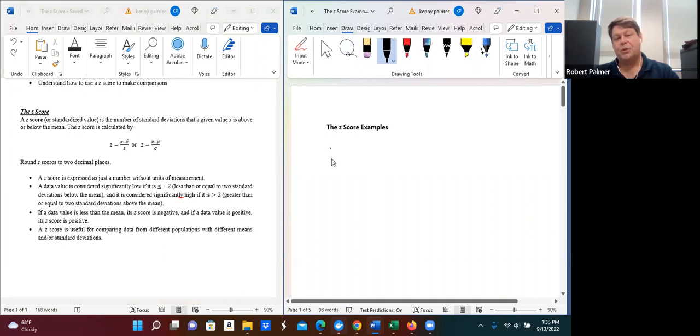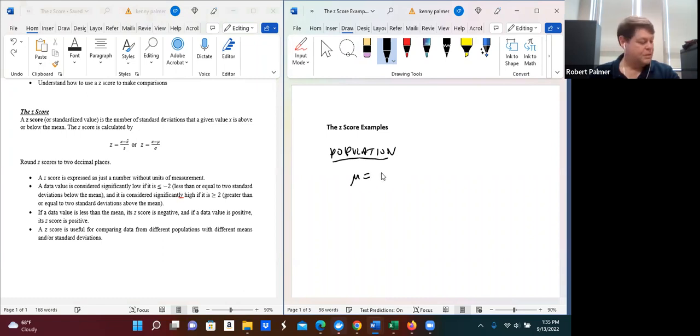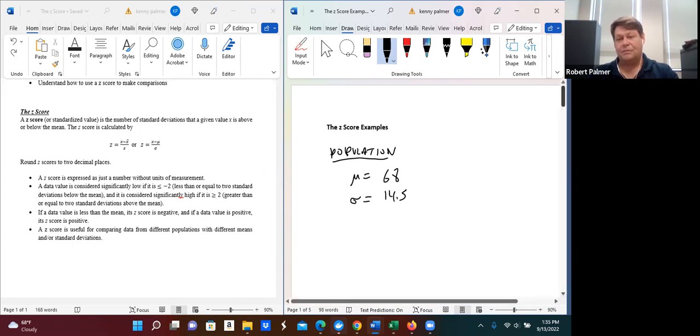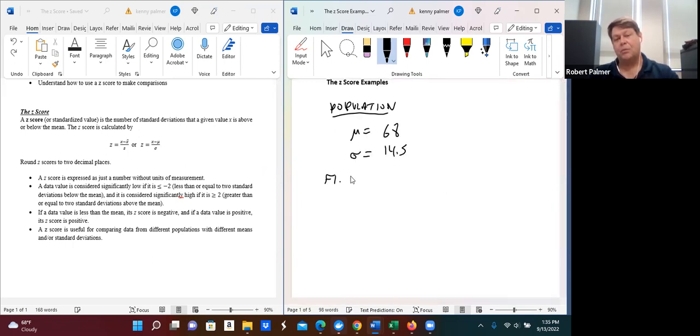Okay, let's say we have a population of some kind, and let's say our mean, mu, is 68, and our standard deviation is 14.5. So let's find the z-scores for the following values. Number 1, let's do 68 itself.